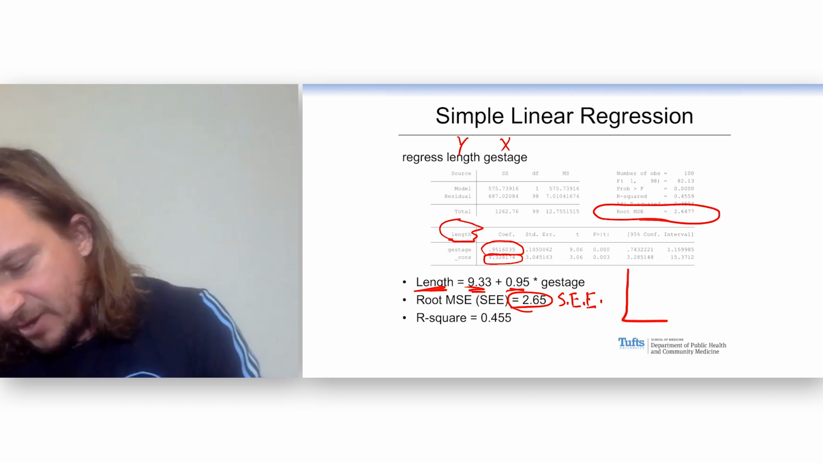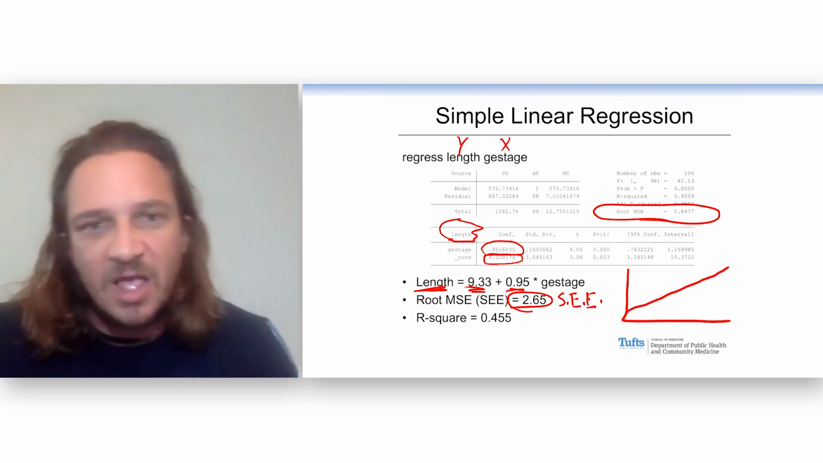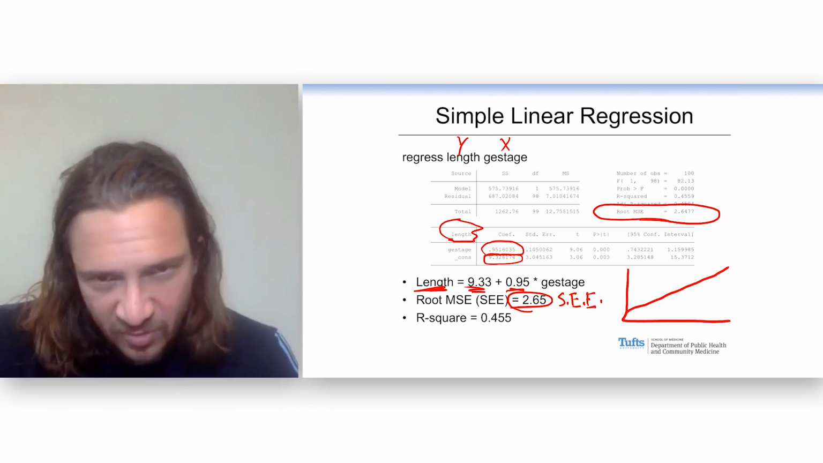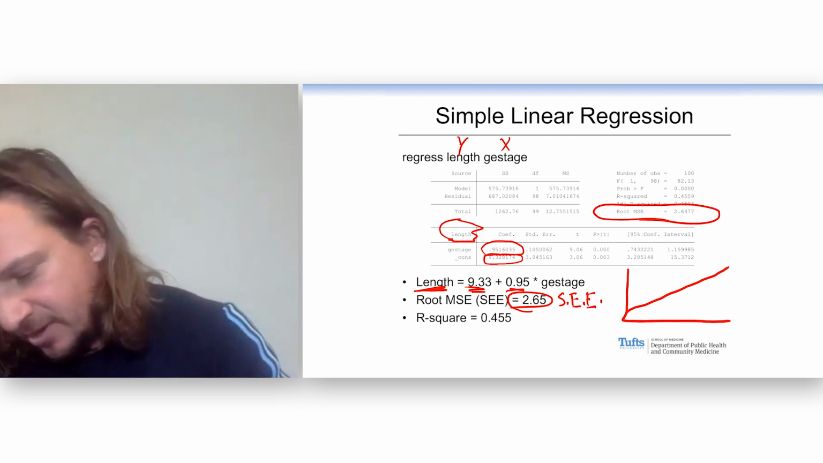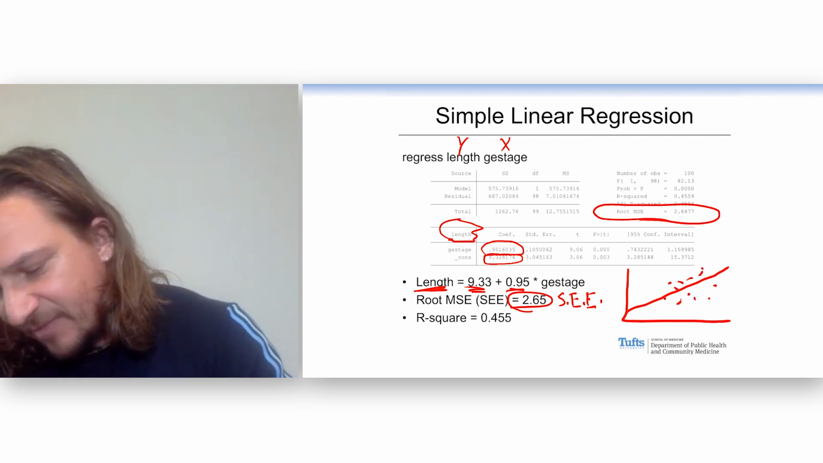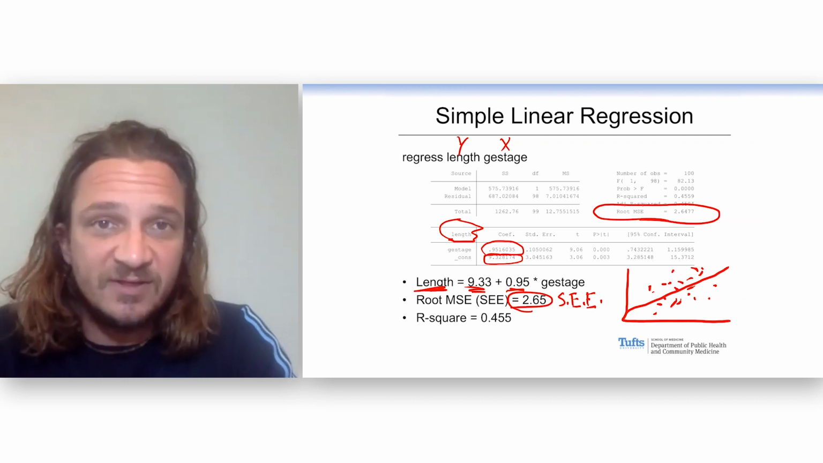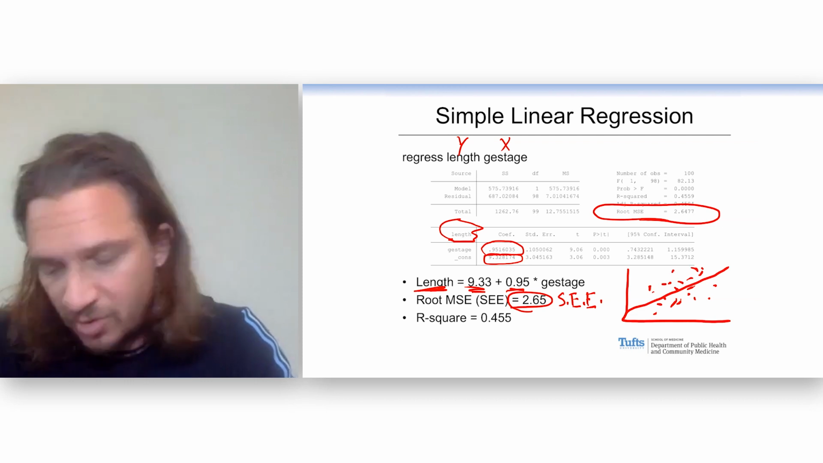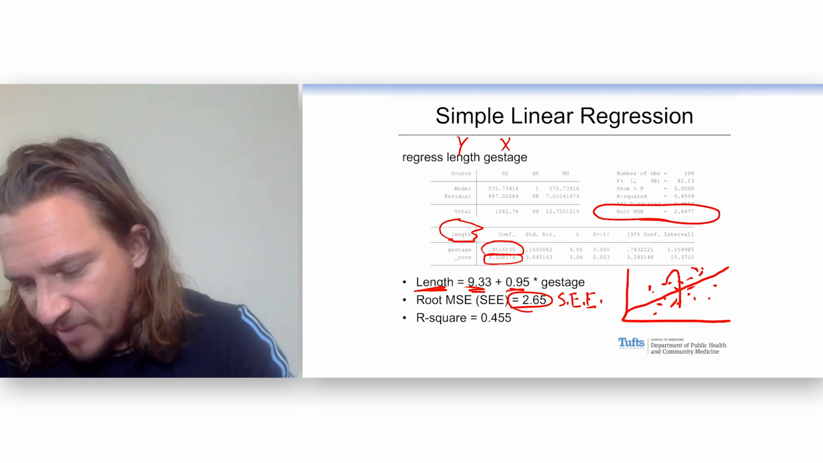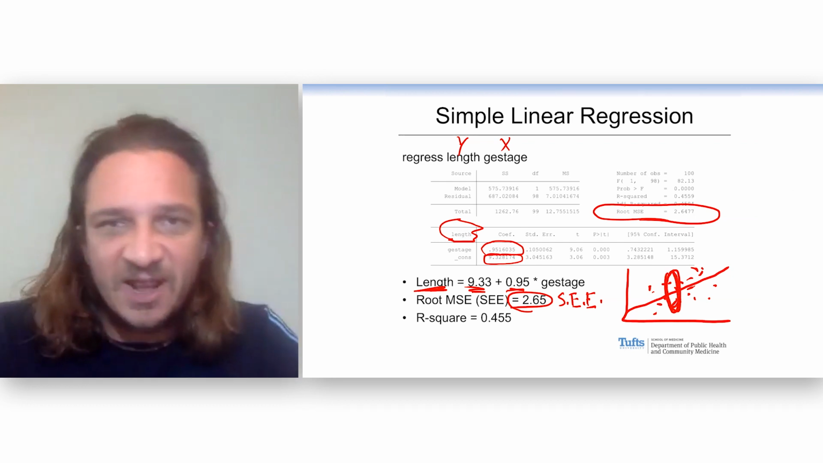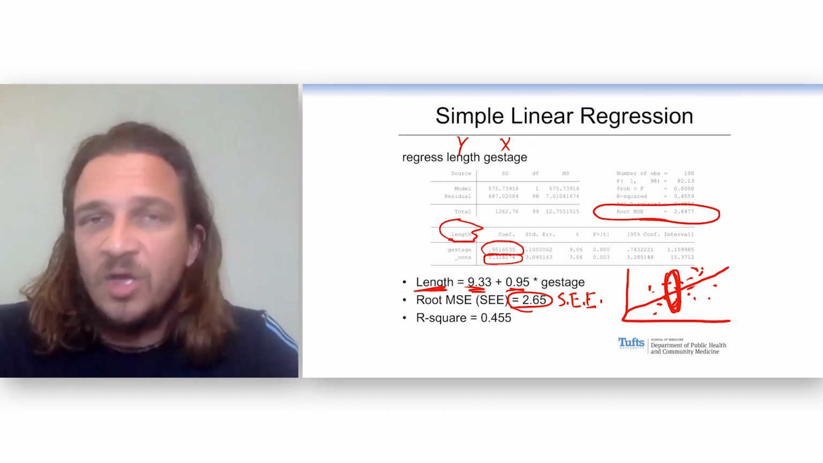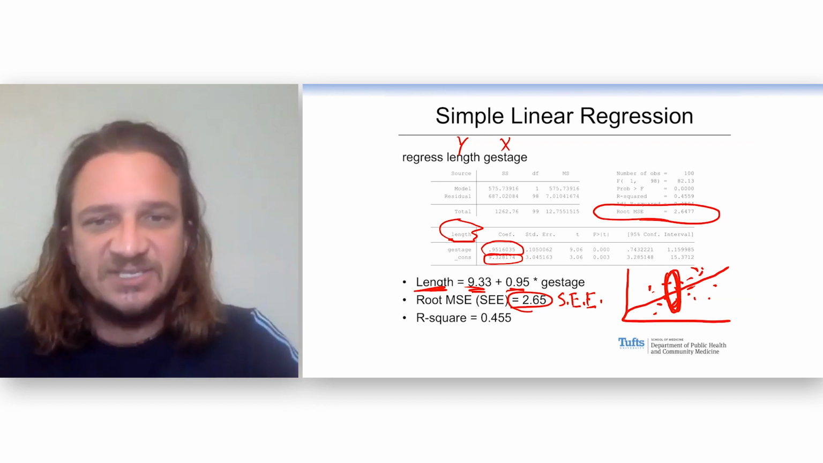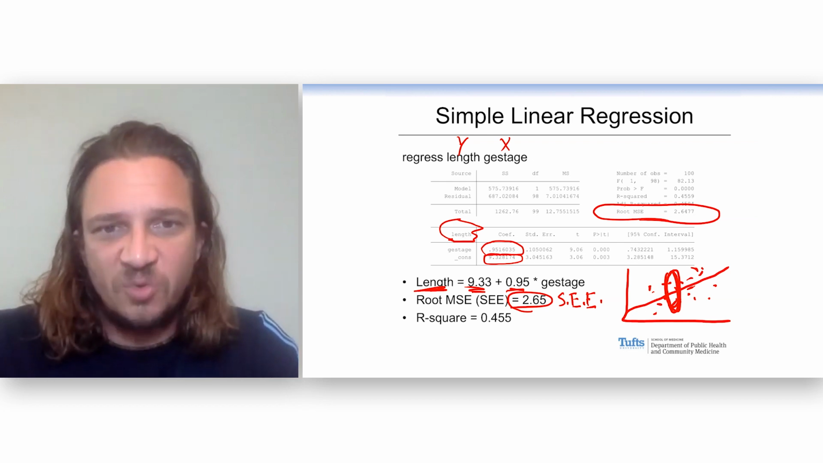So if you go in, and the doctor says, how pregnant are you? 32 weeks. Here's my prediction. Plug it in. You have to acknowledge that that prediction isn't perfect. There's still some leftover or residual. And the standard deviation around that, 95% of women like you will have babies of this given size. That's the SEE, or the root mean square error.